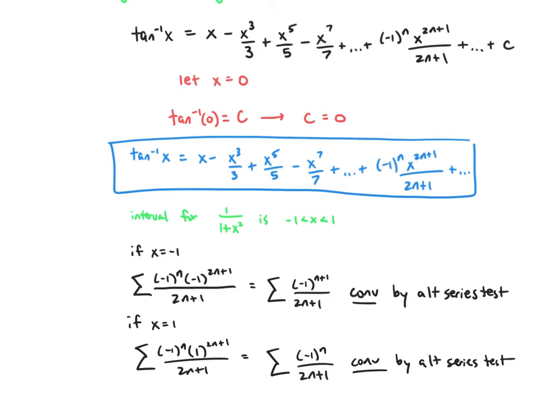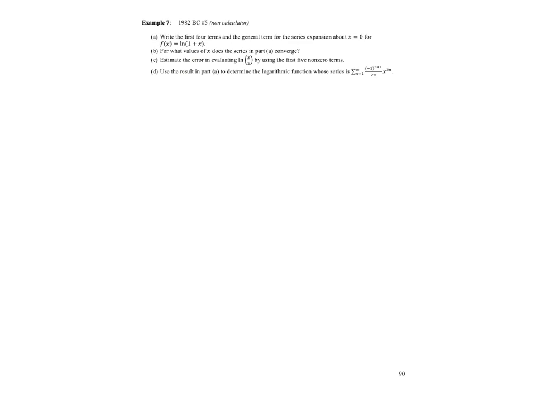So it's convergent as well by the alternating series test. Okay, so what this means is that the interval of convergence for this is -1 to 1, and we include both of these endpoints. They're both convergent, so it's closed on both ends. Okay, let's go to the next page.